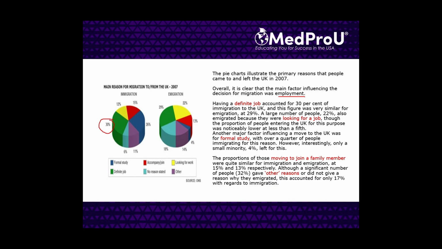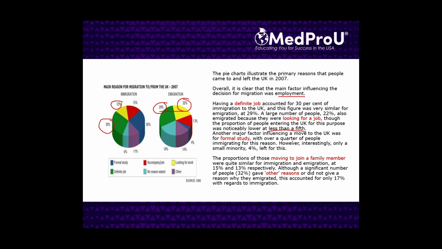This one was very similar for emigration at 29%. Okay, so we make comparisons. A large number of people, 22%, also emigrated because they are looking for a job. Though the proportion for this was noticeably lower, less than a fifth. Okay, that is 12%. Less than a fifth. Okay, another major factor influencing a move to UK was formal study, with over a quarter of people immigrating for this reason. So this one, a quarter is 25%.